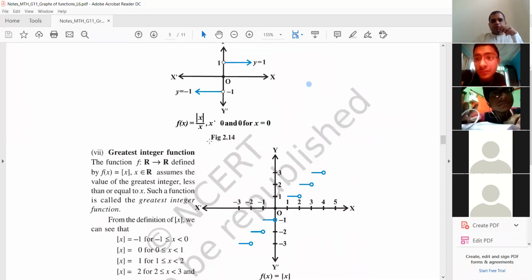So see, for x negative, what can you write for mod x? Unmute yourself. Prabhuji, your voice is breaking. So I am asking that f(x) is equal to mod x by x. This signum function can also be written in this way, mod x by x.